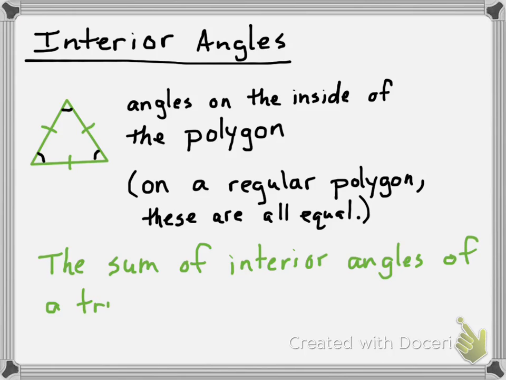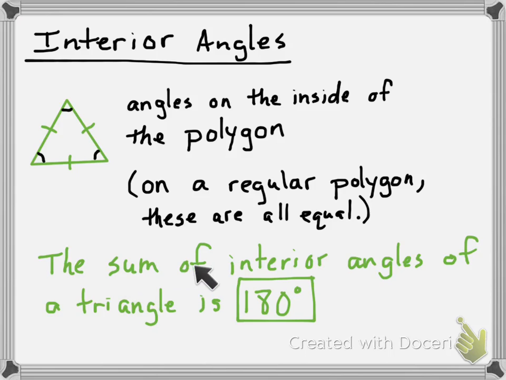Now, we've already dealt a little bit with interior angles with a triangle. We found out that the sum of all the interior angles of a triangle is 180. Remember we did that earlier? We added all of them up, and they always equal 180. Okay, so that was our first introduction to interior angles, and we found the sum of interior angles of a triangle is 180 degrees. Well, now we're going to look at interior angles of other polygons.